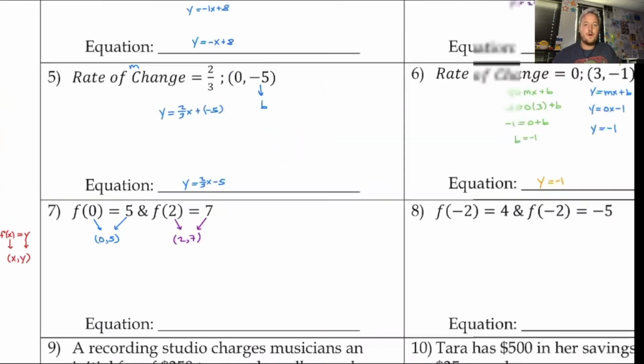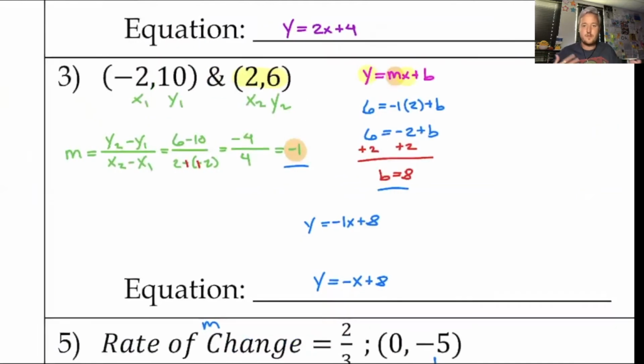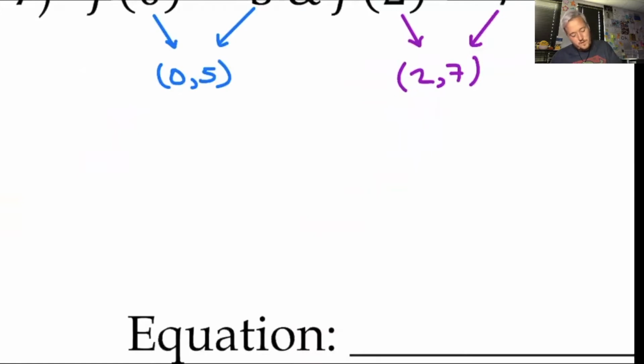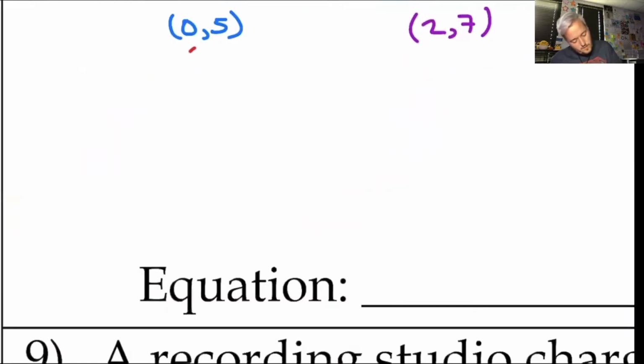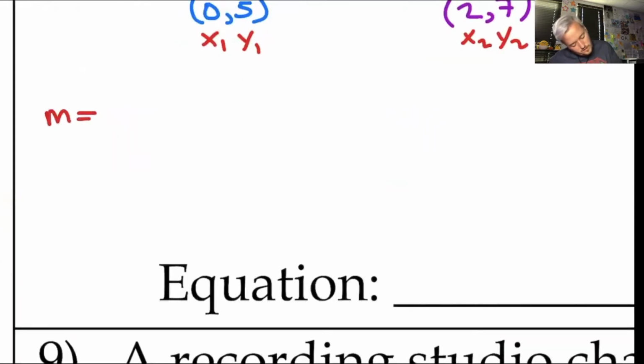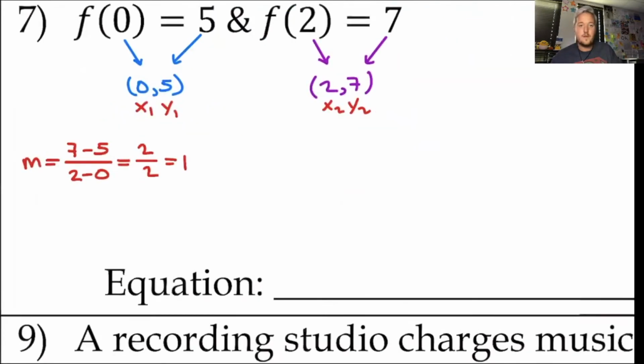So just like above up here, I'm going to do the exact same thing. Between the 2 points, find the slope, plug it in, find the slope-intercept form. So to find the slope, x1, y1, and x2, y2. So I'm going to have, all right, so 7 minus 5 over 2 minus 0. So that gives you 2 over 2, which simplifies to 1. So we have a slope of 1.